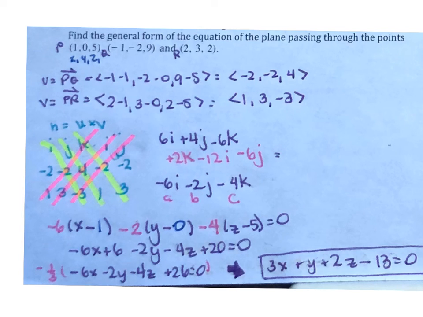If you try this out, you would have found that the normal vector is -6i minus 2j minus 4k. Then you plug it into the equation, and you would get -6x plus 6 minus 2y minus 4z plus 20 equals 0. Simplifying that, you would get -6x minus 2y minus 4z plus 26 equals 0. And we could multiply by -1/3 or divide by -3. So you would get 3x plus y plus 2z minus 13 equals 0.